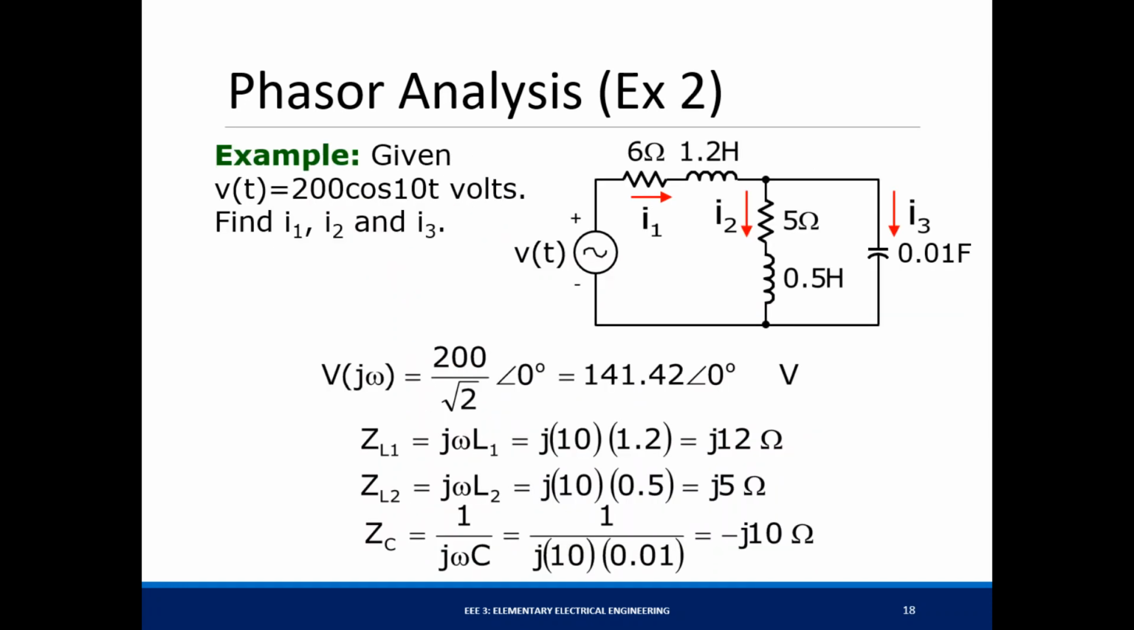Okay, another example. Let's move on to more complicated circuits. Given that the voltage source has this sinusoidal voltage, find I1, I2, and I3, the currents across each element, or each branch, in the circuit. So convert first the voltage into phasor. Convert the impedances into phasor, sorry, the reactive elements into phasor form. You get this.